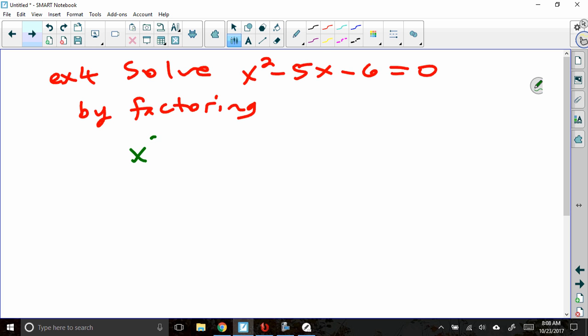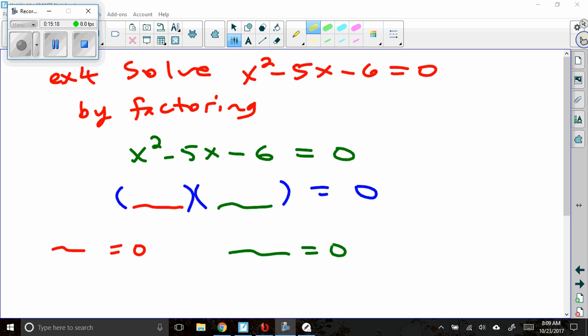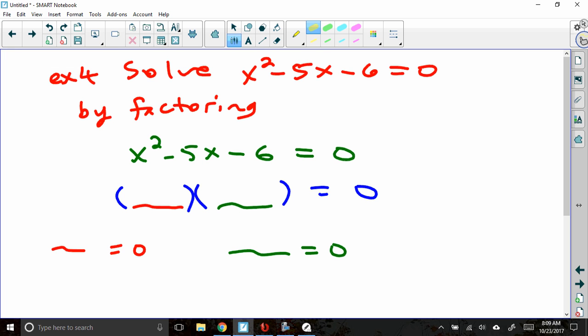So we got x squared minus 5x minus 6 equals 0. So our goal is to get something times something equal to 0. So whatever this something is can be set equal to 0, and whatever this something is can be set equal to 0. So that means we're going to have to do what we did last week. Remember I've said before about how math is sequential? How what you learn one week, you got to retain it for the next week and the next week and the next week. Well, here we go.